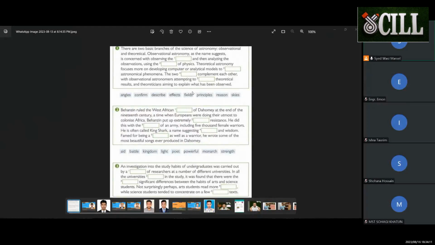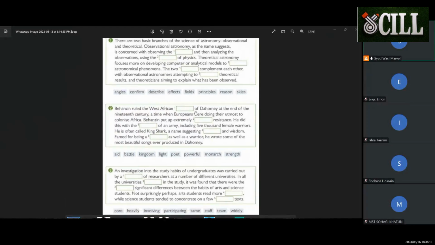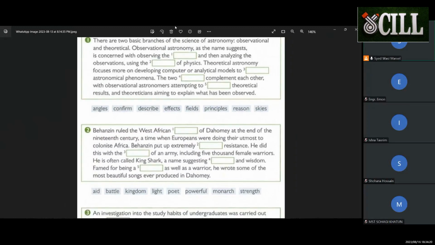For example, the answer for the first gap, passage number 1, the very top one. This one, the answer is skies. Acha. Most of you wrote this answer correctly, but a few made a mistake. For example, one person wrote reason.